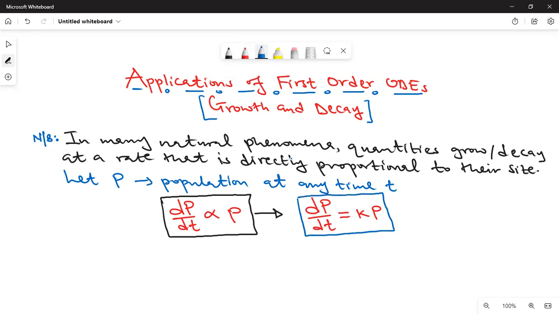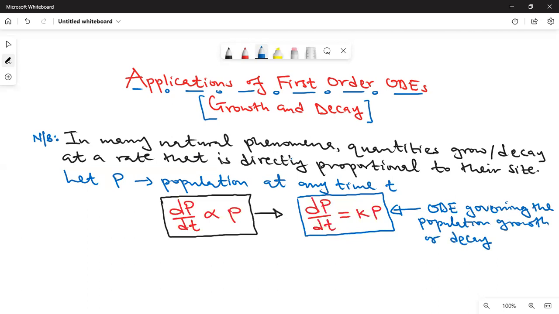So this one is now the ODE governing the population growth or decay. You can take note that K here denotes the constant of proportionality.